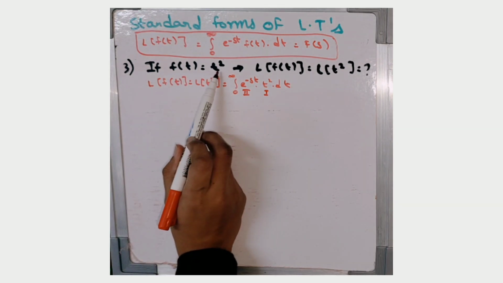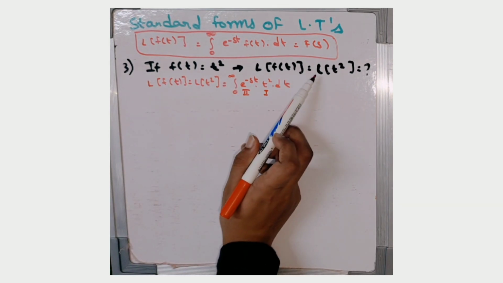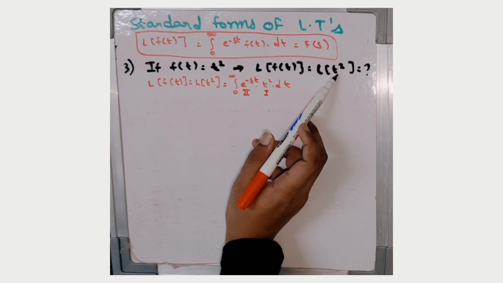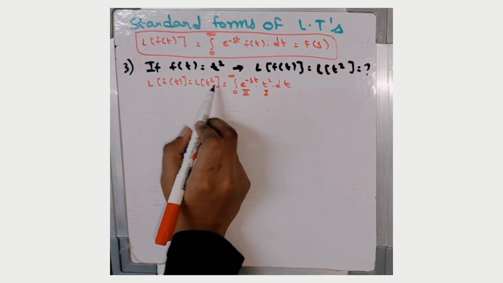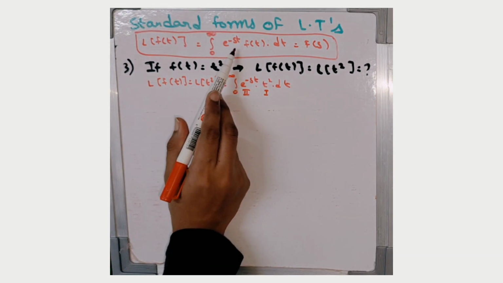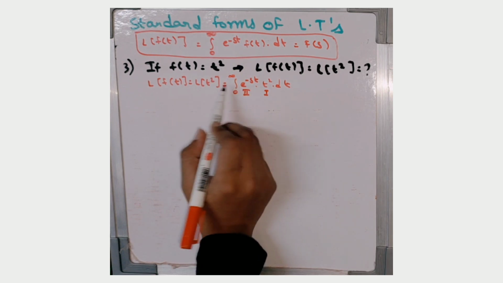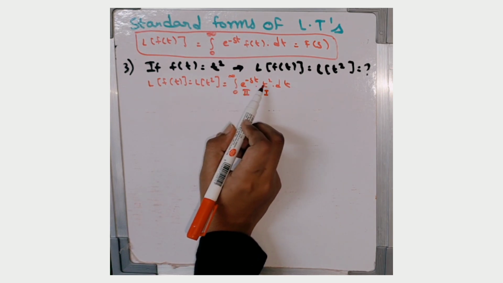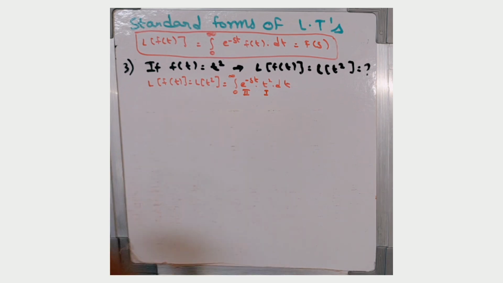Suppose if f of t is t square, then what is the Laplace transform of f of t? That is Laplace transform of t square. First, just write the formula. You have to remember this formula, okay? That is integral 0 to infinity e power minus st into f of t. F of t is t square.